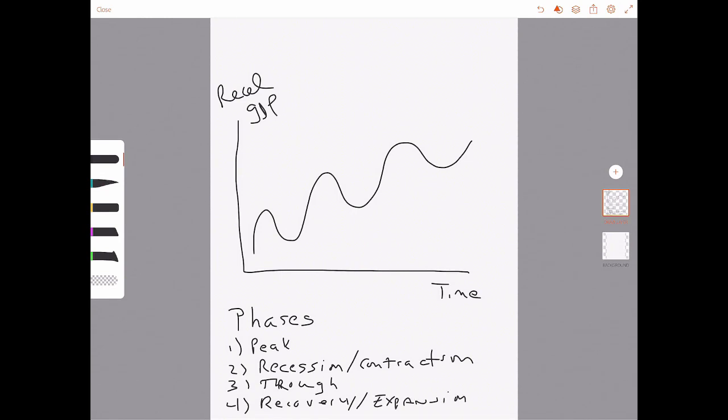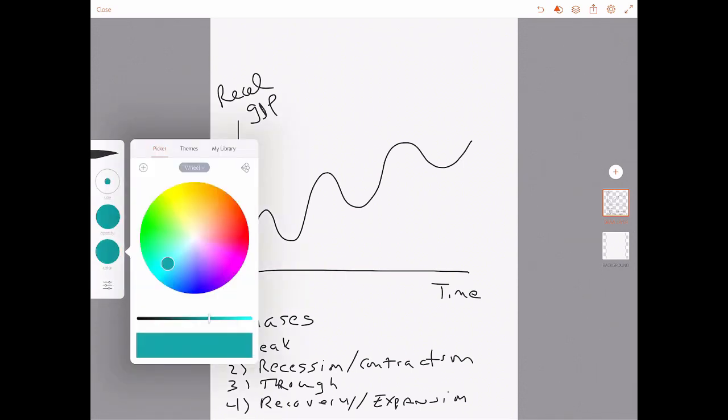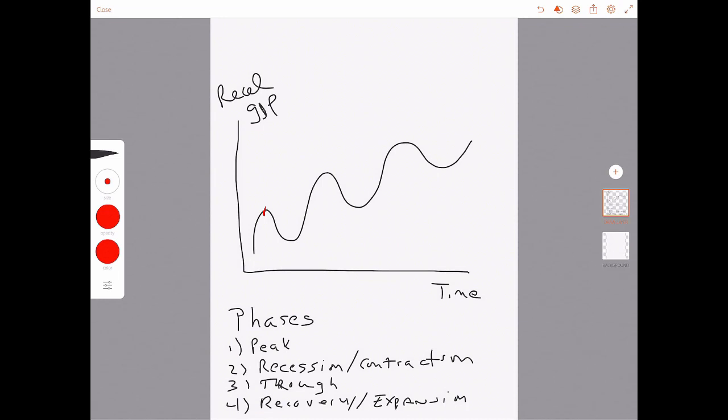So those are the 4 phases of the business cycle. And we can see those things clearly displayed in each business cycle. So we would start off here. This is the peak. So I'm just going to put a number 1 there. And then we would go from the peak downwards. You only have one direction to go from the top, and that's down.